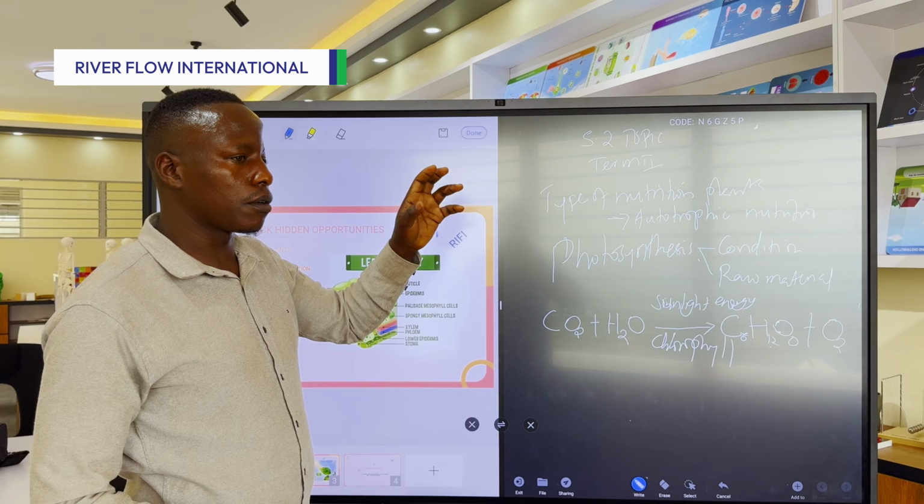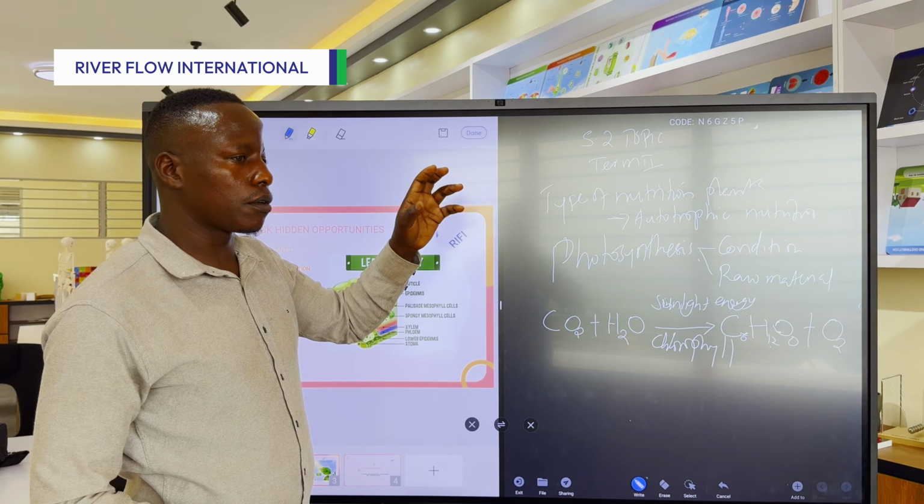This is the internal structure of the leaf. As you can see, we have the cuticle. This is the upper cuticle, and down here we have the lower cuticle. We use this green color because it is mainly chlorophyll that appears green, and we know that it is an essential condition for photosynthesis.